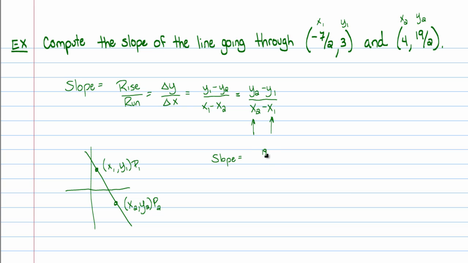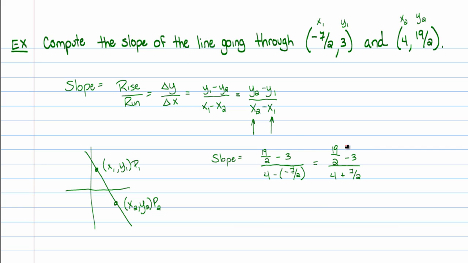So it'll be y2 minus y1 all over the difference in the x values, which is 4 minus the x1 value, which is a negative 7/2. Be very careful. A lot of students tend to forget about the fact that you're subtracting a negative. Subtracting the negative becomes a positive. So this is going to be 19/2 minus 3 all over 4 plus 7/2. This is a complex fraction.